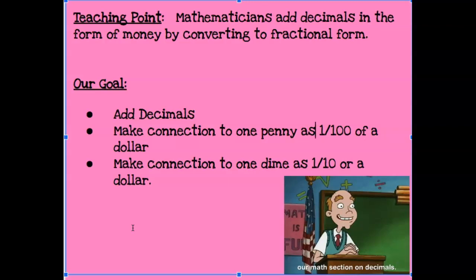So our goal for today is we want to add decimals. We want to make the connection to 1 penny as 1/100th of a dollar and make the connection to 1 dime as 1/10 of a dollar. The teaching point today is mathematicians add decimals in the form of money by converting to fractional form.